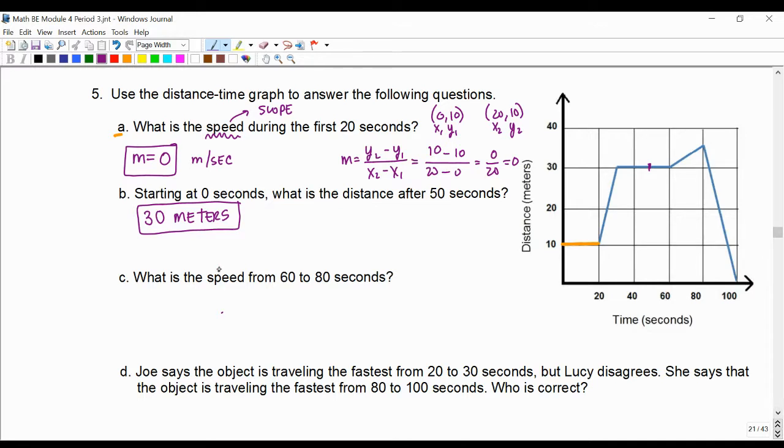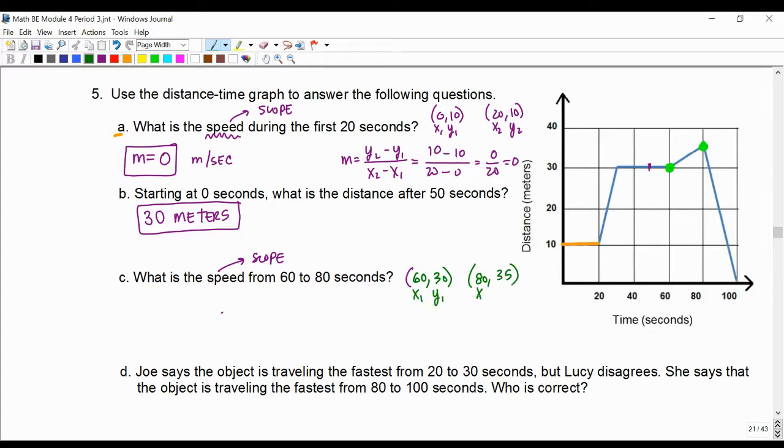Now we're going to do another one about speed, though, or slope. And we're going to look at the slope or speed from 60 to 80. So at 60, let's mark this one up in green. At 60, we have this point, which is at 60, 30. And we have another point that they want us to look at, which is at 80. And 80 is at 35.